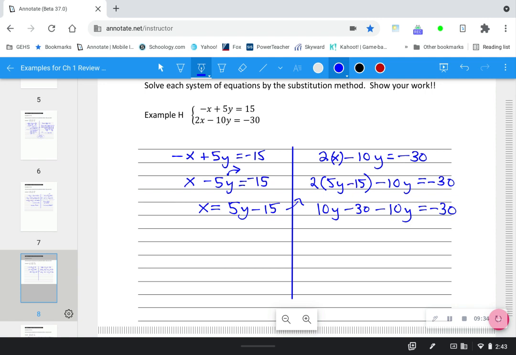Like that. And the 10y minus 10y cancels off since it gives 0. And here you get a statement that's always true. Negative 30 equals negative 30. So that's always true. And this happens when you have what's called a dependent system. It's coinciding lines. You get infinitely many solutions to this one. And this is a dependent system. That's what it's called.